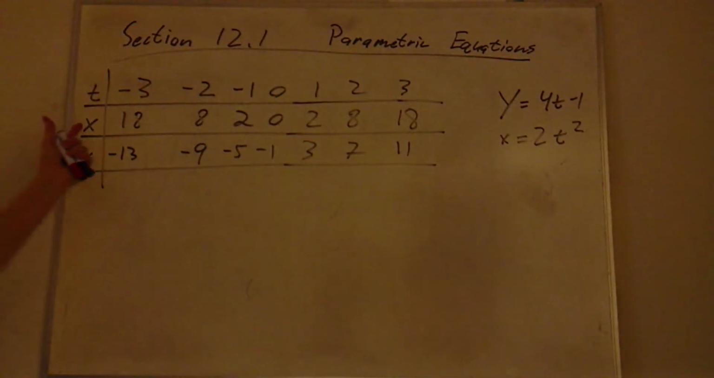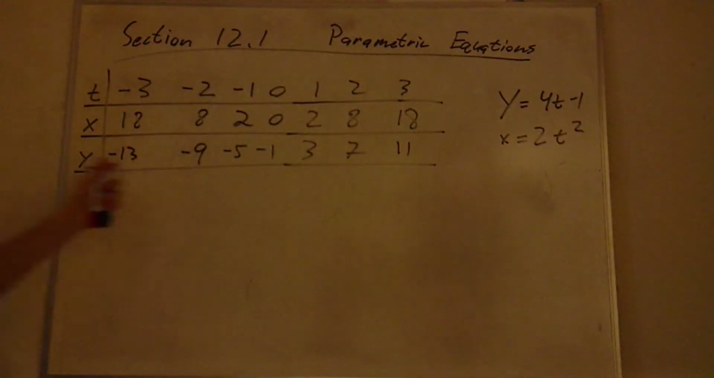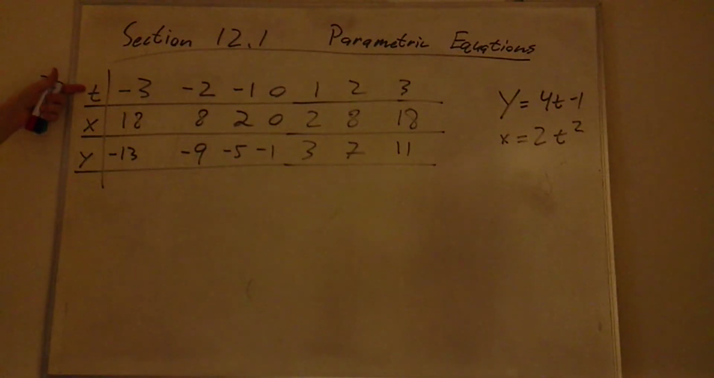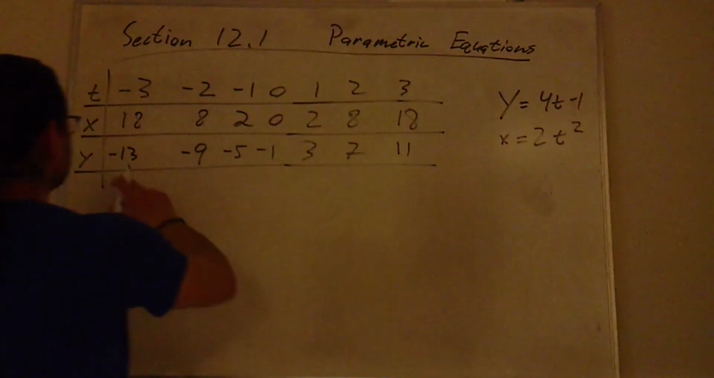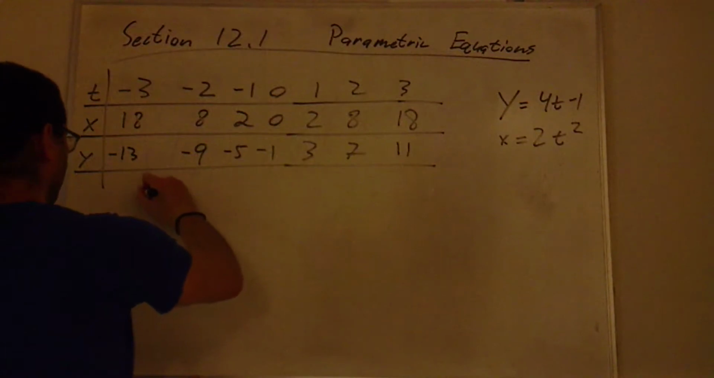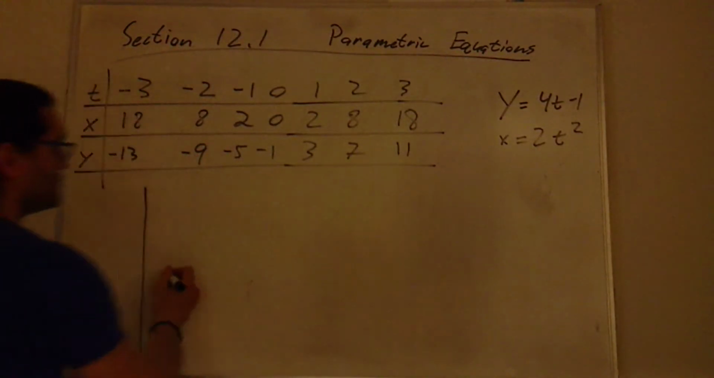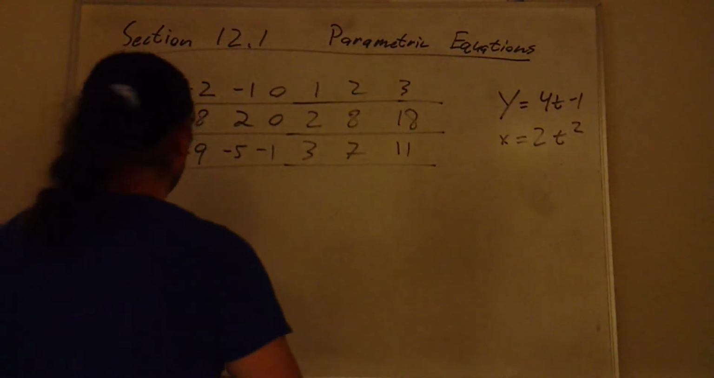So, this is a generated table. It includes some t values that I picked arbitrarily. And then it includes some x values and some y values that I can calculate based on the inputs of t values. And then I can use these to put some points on axes and sketch myself a graph. So I'm going to do that. Looks like for x values, I'm going to stay pretty positive. Y values look like they need to switch between negative 13 and 11.